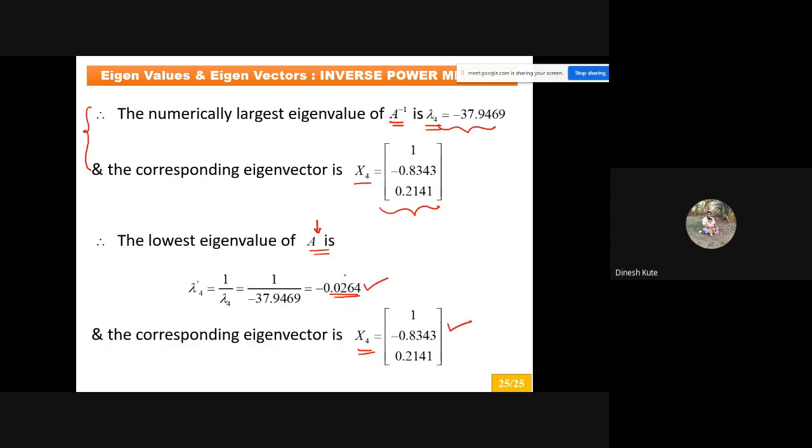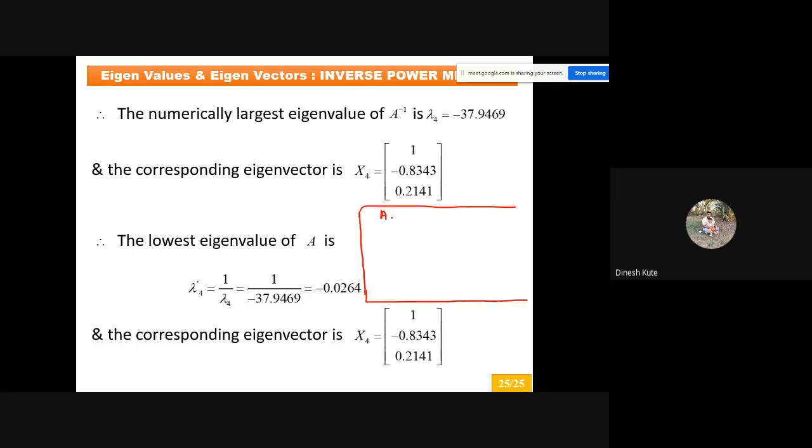So why does this happen? Why is this eigenvector not changing here? Here I will give you one quick proof of this, and then we'll stop. Why will this eigenvector remain the same in both cases? So what is given?